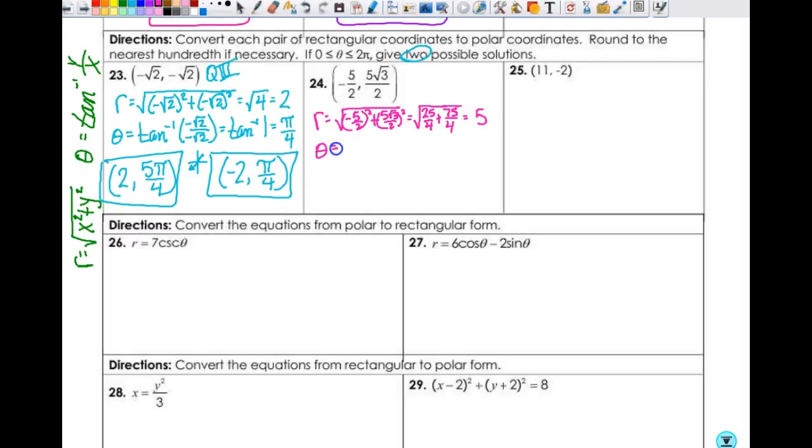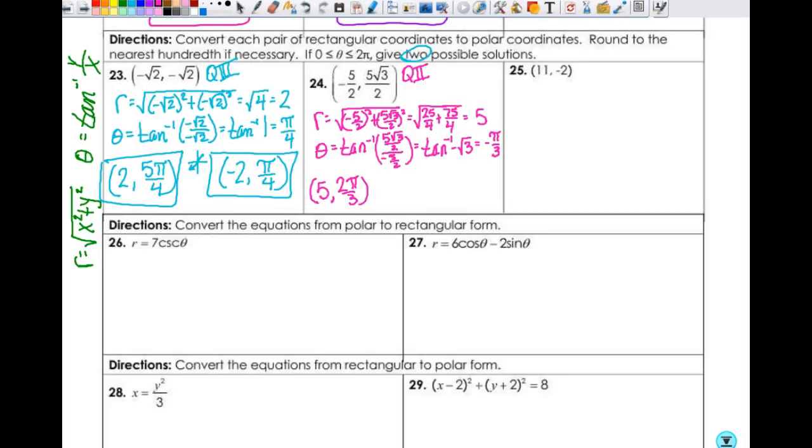Then theta is equal to the tangent inverse of 5 times the square root of 3 over 2 over negative 5 halves. Once I multiply by the reciprocal and reduce, that's the tangent inverse of negative square root of 3. So that gives me negative pi thirds. Basically it's a pi thirds angle. This right here is in the second quadrant, and the second quadrant pi thirds angle is 2 pi thirds. It's going to be 5 and then 2 pi thirds.